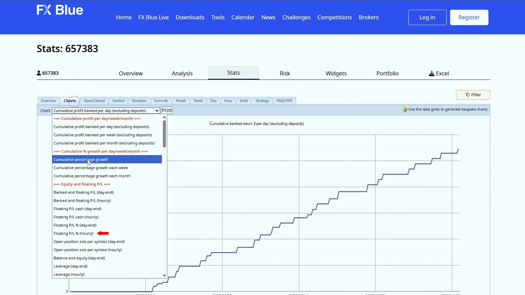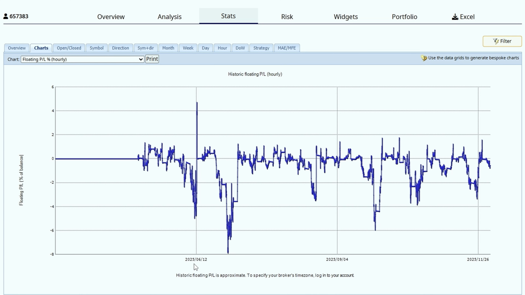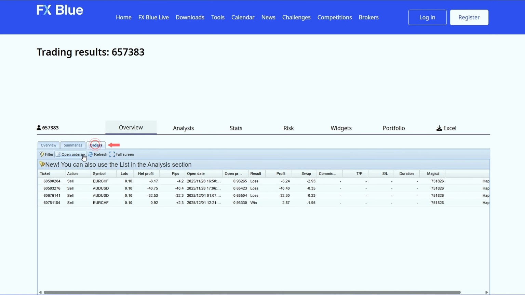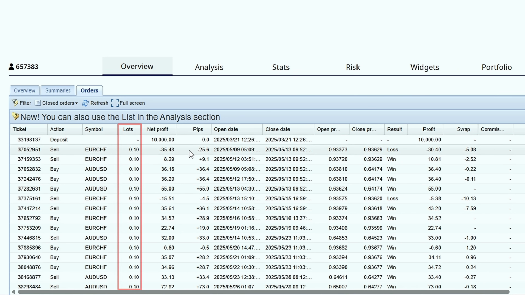Let me show you the track record of this demo account. If I go to the stats and then to the charts and to the floating profit and loss hourly, you can see here with the setup on this demo account that the lowest it went was -8%. This is a $10,000 account, and if I go to the overview and to the orders, you can see we are trading it here with 0.1 lots. So basically we did the math here. The max the demo account went was almost -10%. And with iPhones we have this drawdown of 10%.